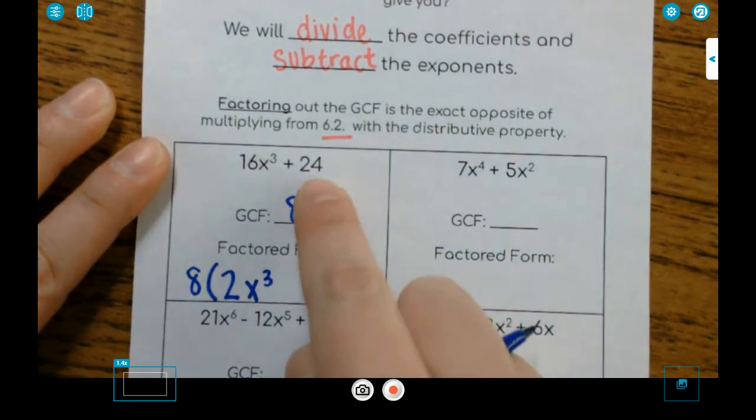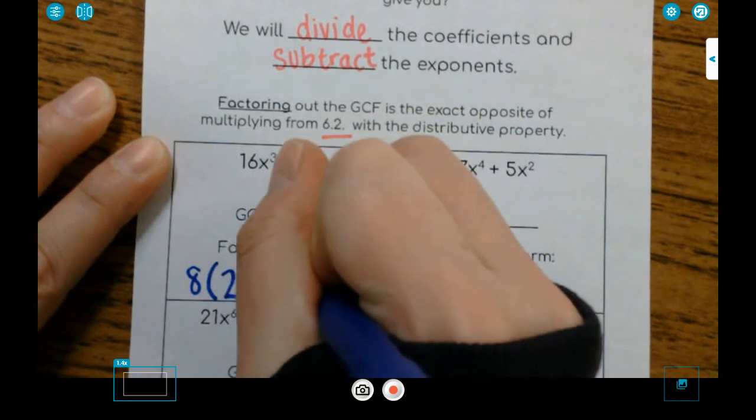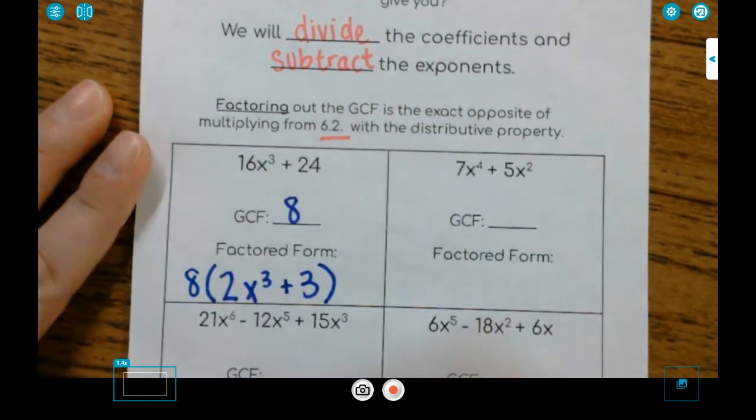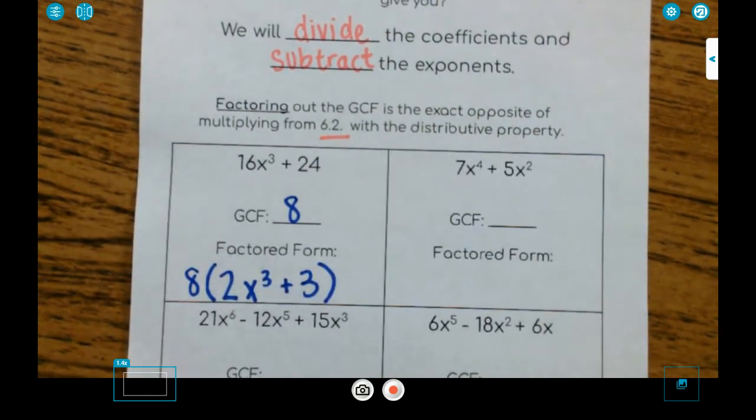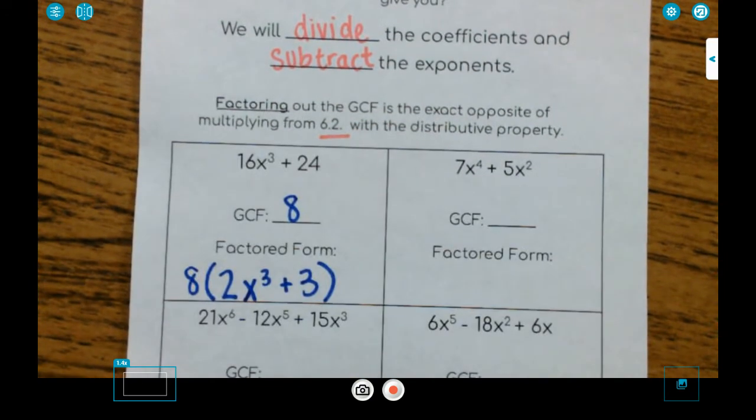And then we do the 24 divided by 8. 24 divided by 8 is 3. So we took that 8 and we divided both terms by the 8.